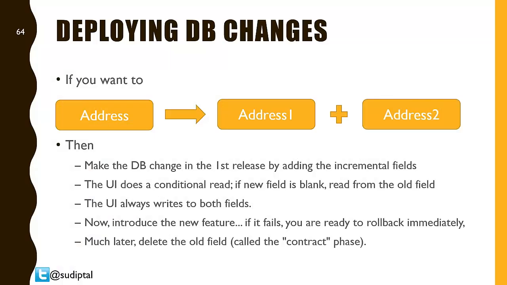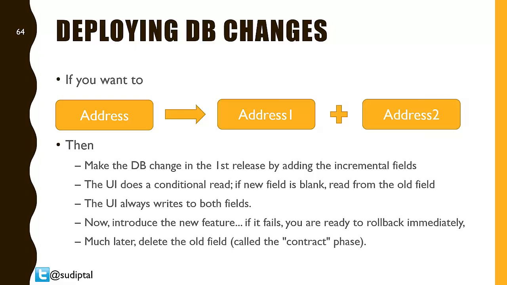The first one is around DB, and the challenge with DB is that it's not easy to roll back DB changes. So the way to do this is to make sure that the new change coexists with the old change. You would write to both the new and the old database fields, and the read access is written in a conditional manner. You will first check whether the data is in the new address fields, and if it is, you will use that. If the data is not in the new fields, then you will go ahead and pick it up from the old field.